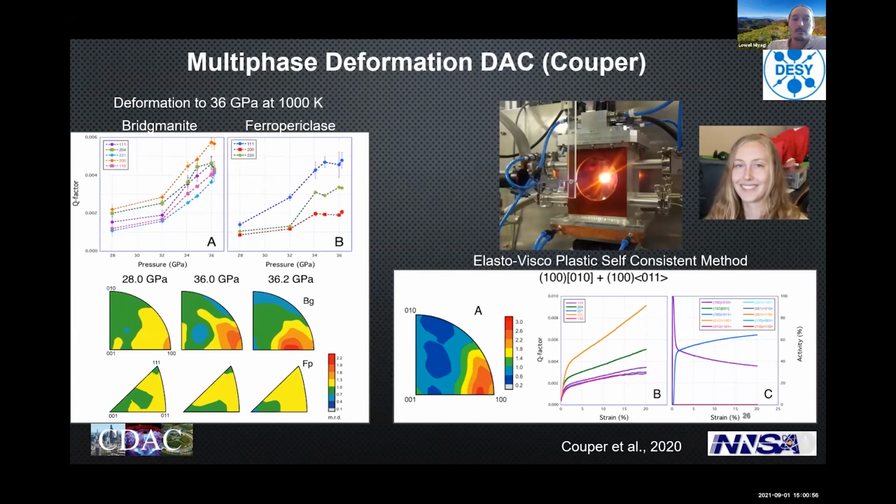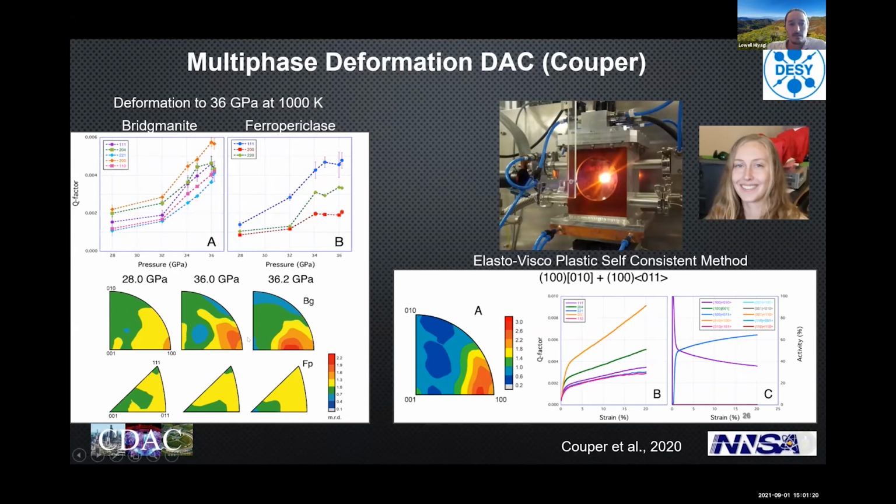You can also do things like look at multi-phase deformation. So this is another former student of mine, Samantha Cooper. She's now at Los Alamos National Lab. And so this was, again, this high temperature deformation in resistive heated DAC. This was done at Petra 3 in Hamburg. And so here are lattice strains for these bridgemanite and ferropericlase phases.